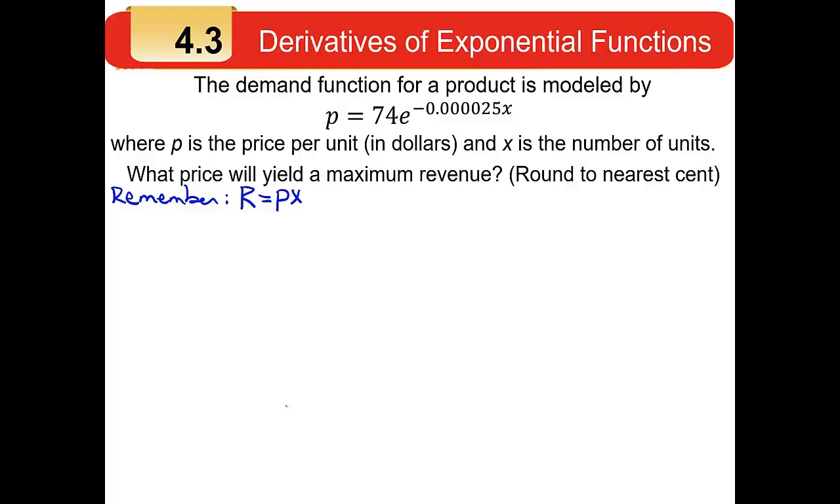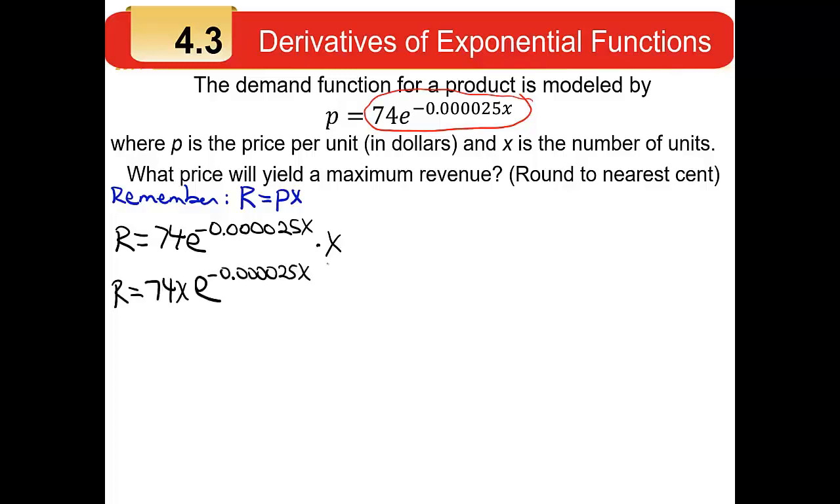So they didn't give us the revenue function, which is what we have to maximize, but they did give us P, so all we had to do was say P times X. And remember, in this context, P is equal to this exponential, 74e to the minus 0.000025x times x. And it would just be more natural to put the x over with the 74. So that's our revenue function. We want to maximize revenue.